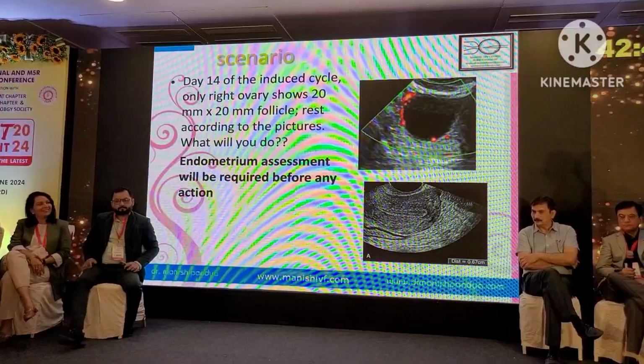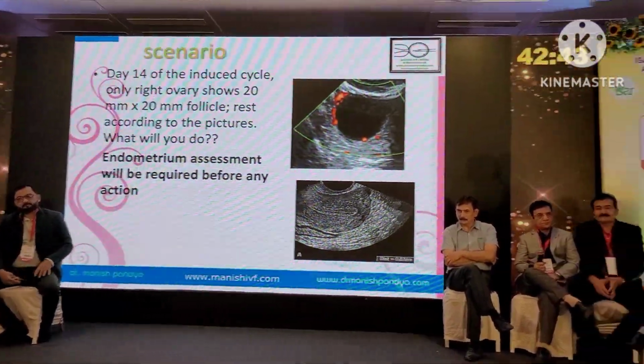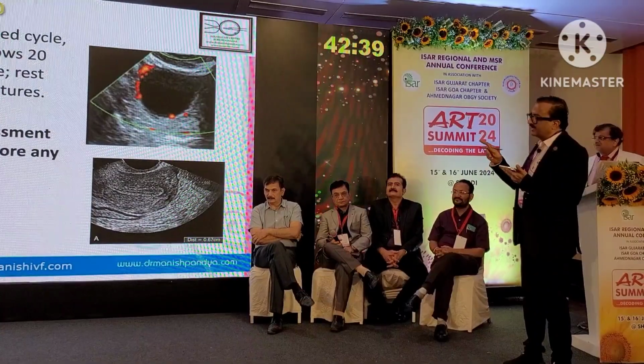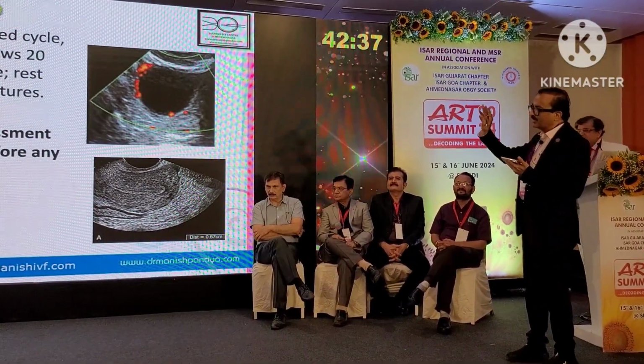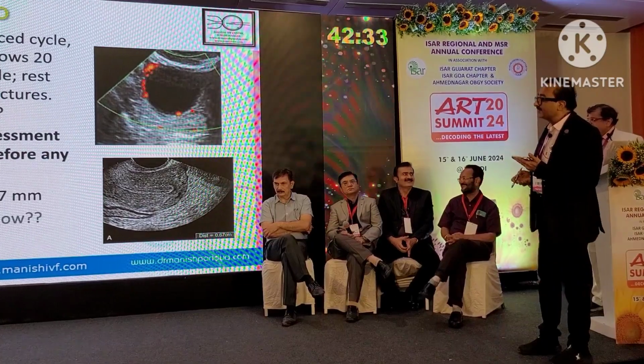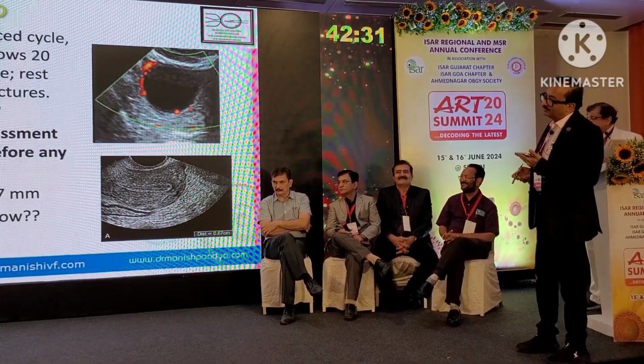Now see, there should be synchrony between husband and wife. If I call the follicle the husband and the endometrium the wife, because for the endometrium we have to see so many things, in the husband we only see the size. So here the size of the endometrium is 6.7. So there should be a very well synchronized marriage.